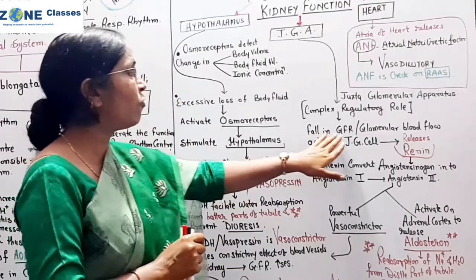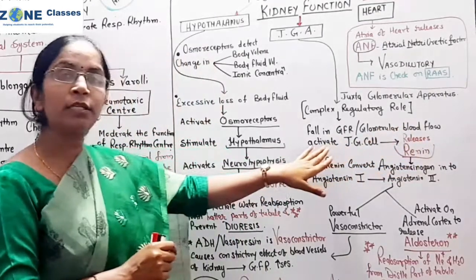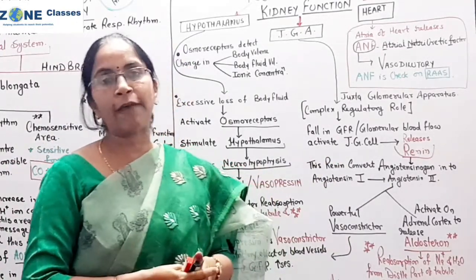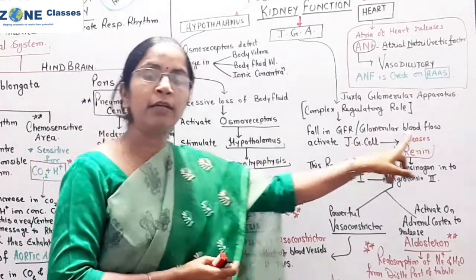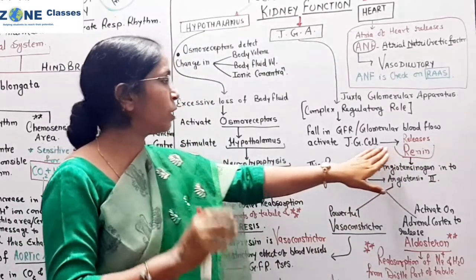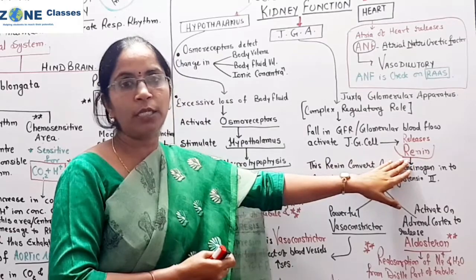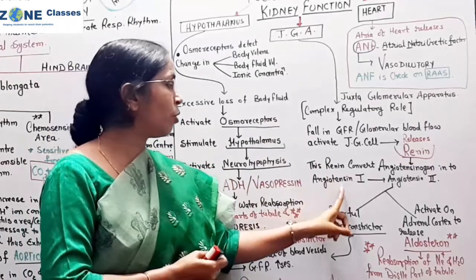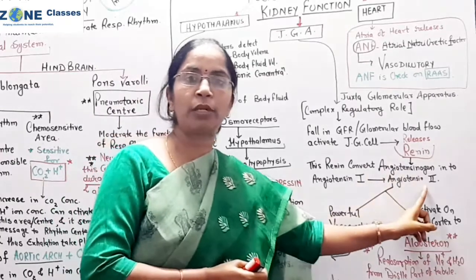So here you remember, a fall in GFR or a fall in glomerular blood flow is responsible for the activation of JG cells which are present in afferent and efferent arterioles. As these JG cells are activated, they are responsible for the release of renin. So renin hormone starts to release from here. Now this renin, you remember, is responsible for the conversion of angiotensinogen into angiotensin 1 and angiotensin 2.